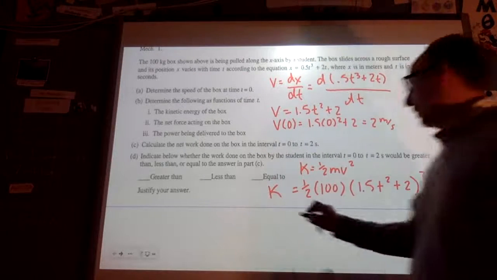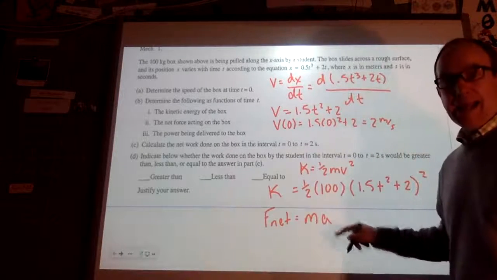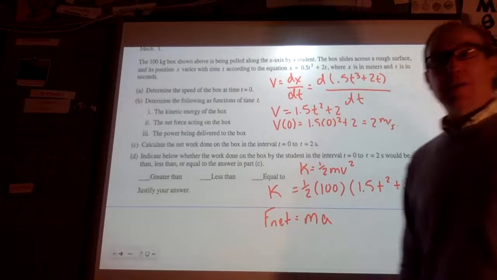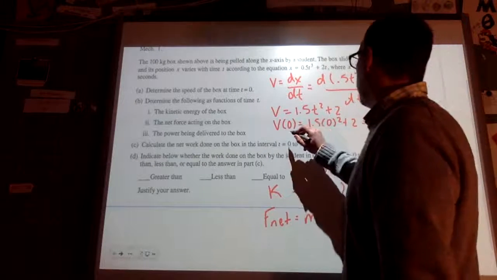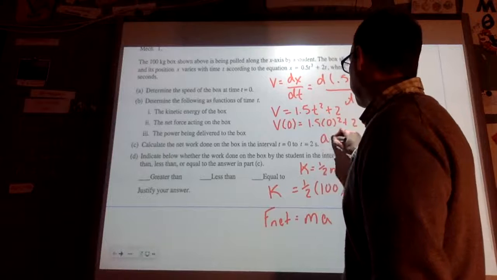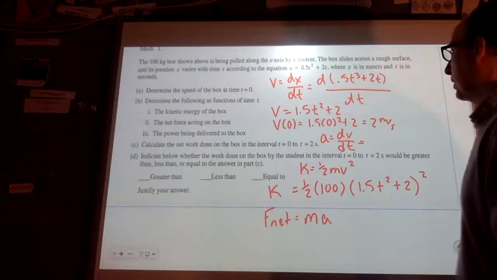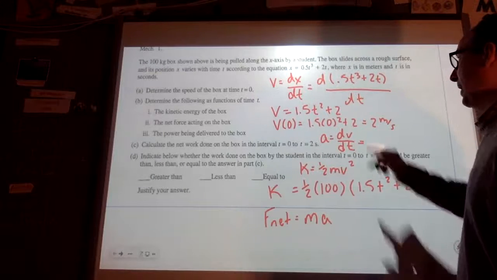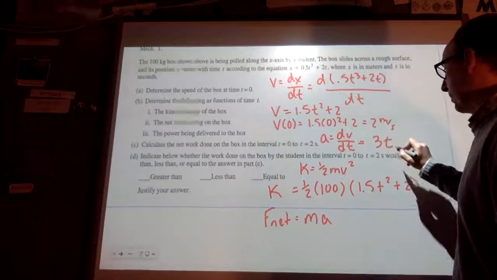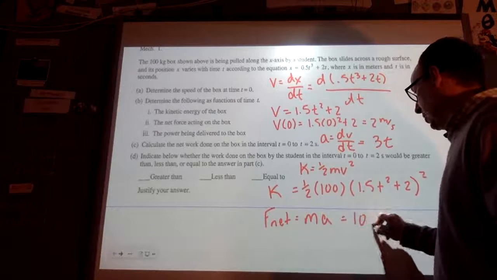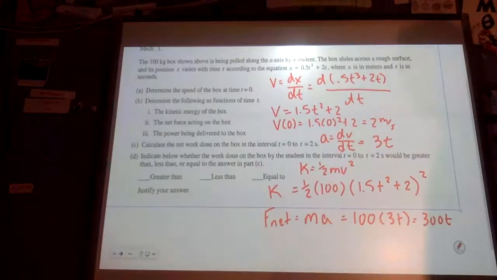Net force. F net is going to be equal to ma. How can I get a? A is going to be the second derivative of the position function or the first derivative of the velocity function. And so I can take the derivative of v with respect to t, and again, I'm going to use our rule to say that that's going to be 3t. So I'm going to have 100 times 3t. So that would be 300t. And again, I'm combining, right?